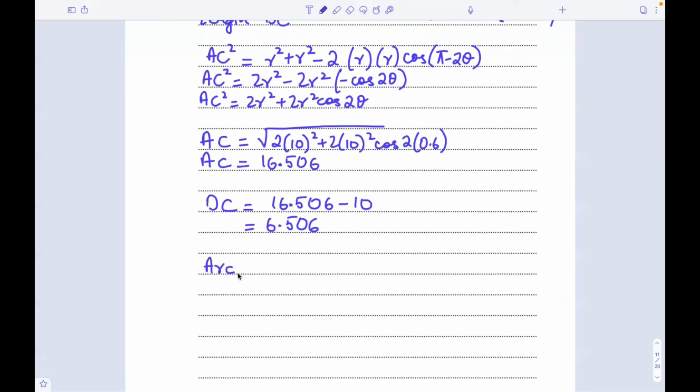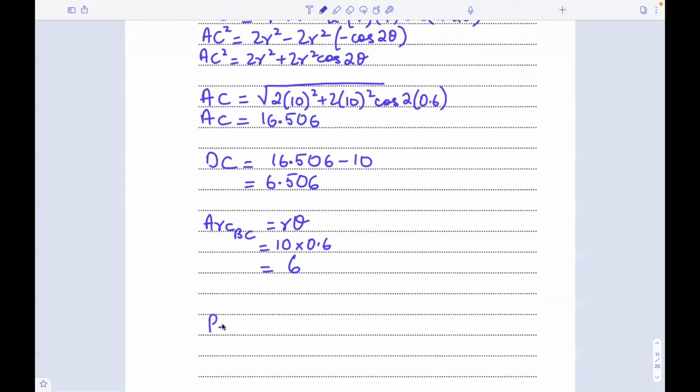Now to find the arc length BD, we just simply use the formula r theta. So the arc length BD is equal to r theta. R is 10 and theta is 0.6. We get arc length as 6. Finally, for the perimeter, we add all the three lengths.